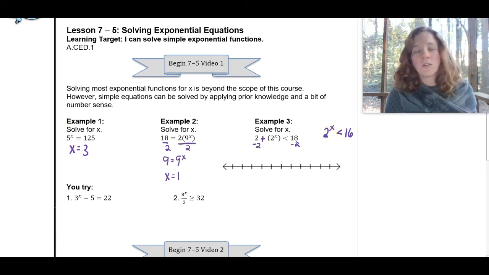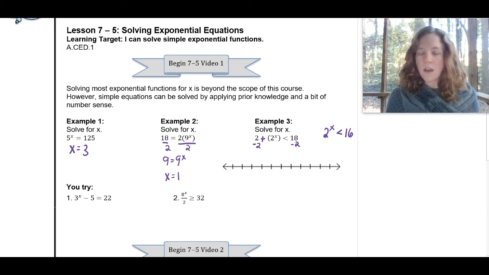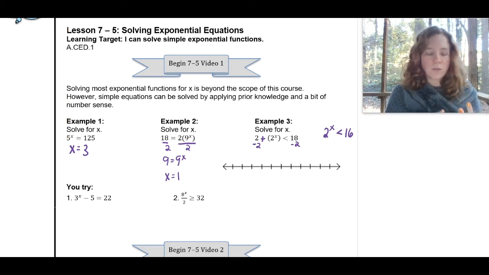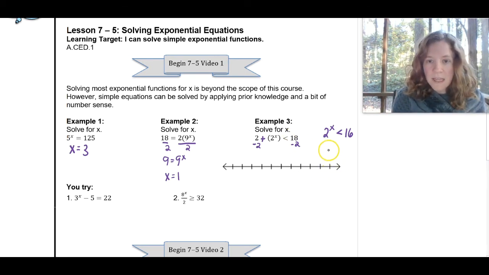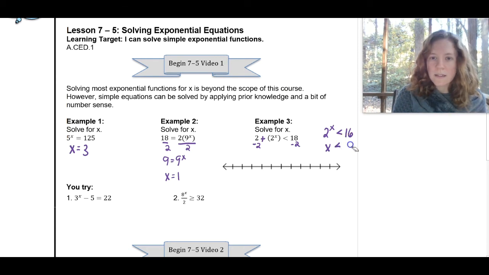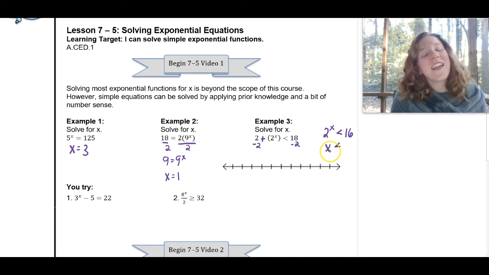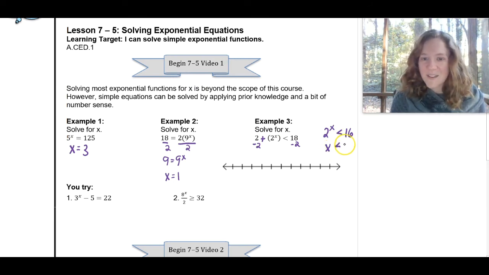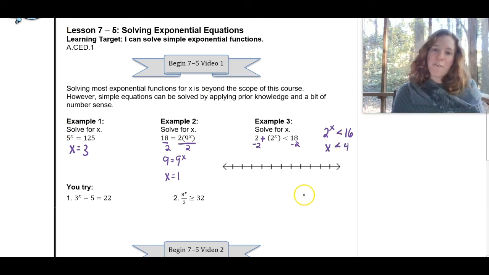And now I've got to think, 2 to the what power gives me 16? Well, 2 to the first is 2, 2 to the second is 4, 2 to the third is 8, 2 to the fourth is 16. So that means the solution to this is x is less than, not 14. Why did I write 14? I don't know. Because I'm too excited to get finished with this easy video. So 2 to the fourth is 16, so I'm putting x is less than 4.